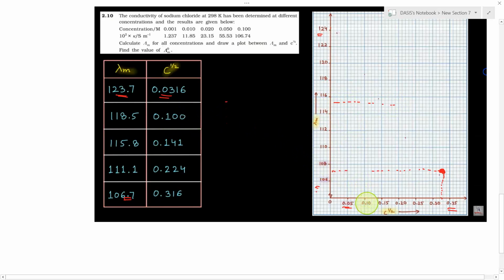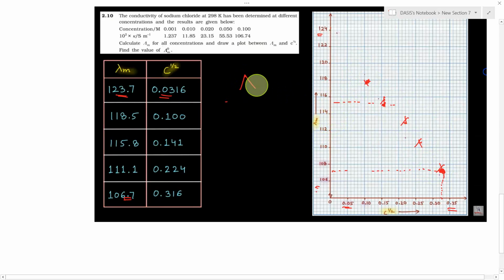And that goes up to 0.100 here. So likewise, if we make the graph, we will get a straight line like this, right? Here one, here one, here one, here one, here one. So this is a straight line graph of molar conductivity versus the square root of concentration. Now we have to go for what we have to identify.